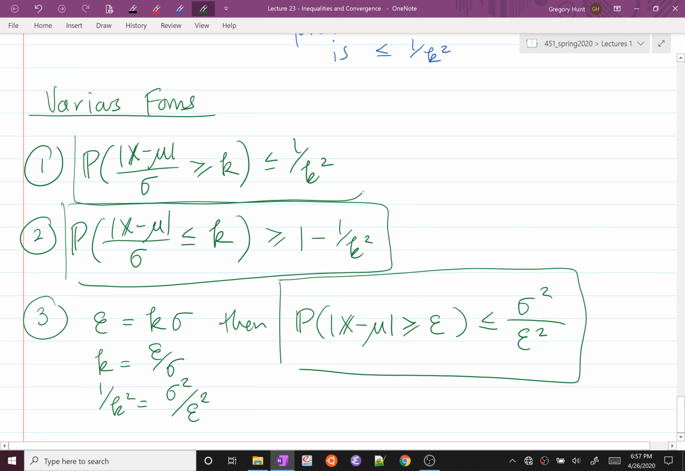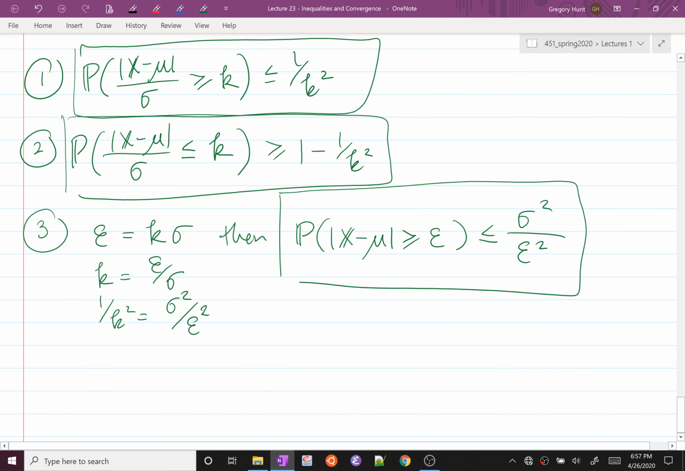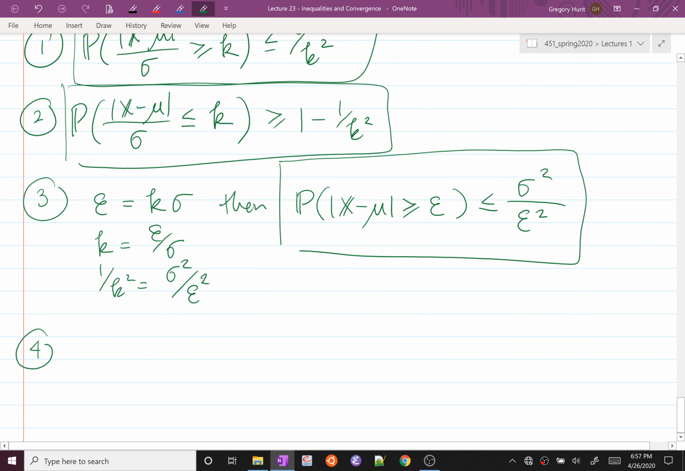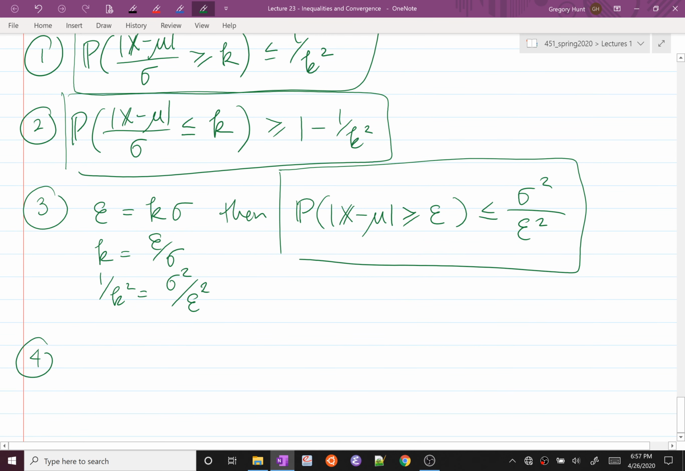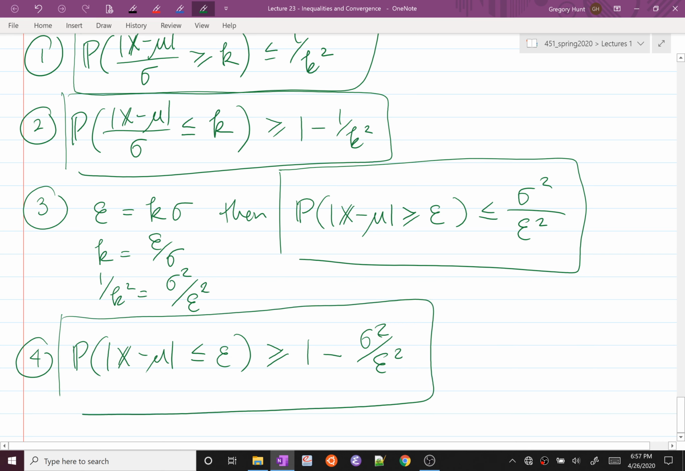So we got 1, 2, and 3. And the way you could read this is the probability I'm more than epsilon away from my mean is less than or equal to 1 over epsilon squared times my variance, sigma squared. And the fourth way is the complementary version: the probability that the absolute value of x minus mu is less than or equal to epsilon is bigger than or equal to 1 minus sigma squared over epsilon squared. Not necessarily the most useful. We'll see that form 3 is very useful.